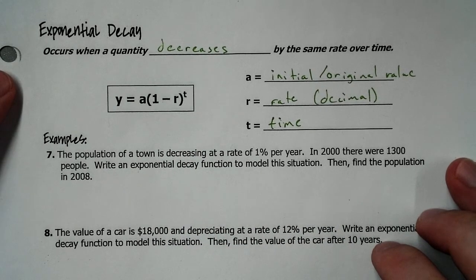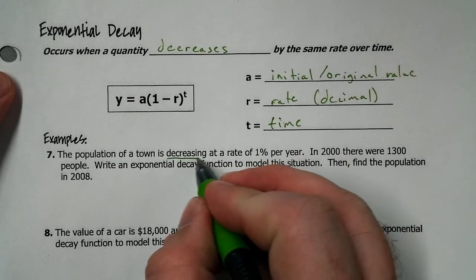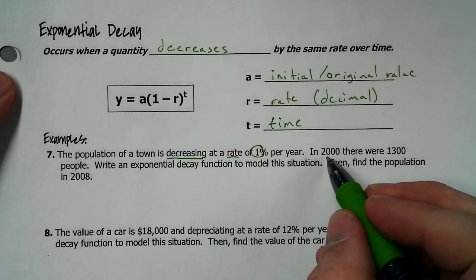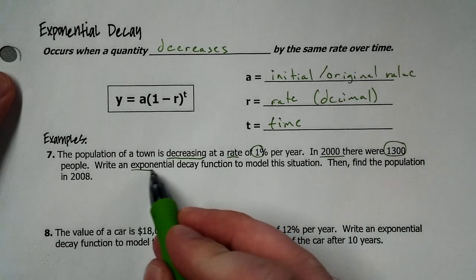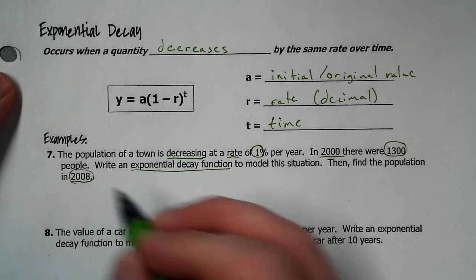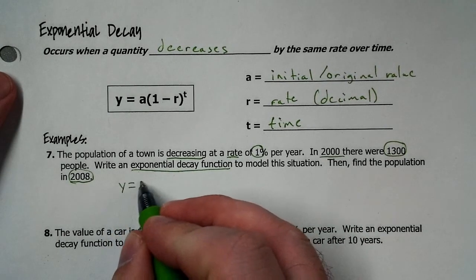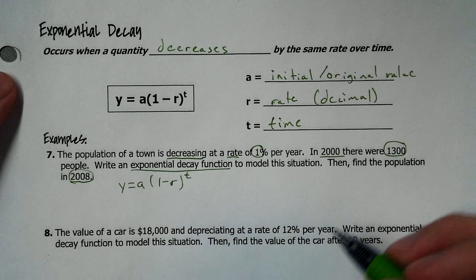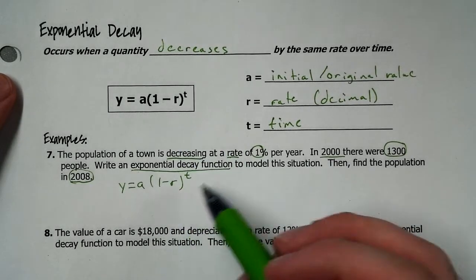Let's work the first example. It says the population of a town is decreasing at a rate of 1% per year. In 2000, there were 1,300 people. Write an exponential decay function to model the situation, then find the population in 2008. So first, we're going to take our equation and plug in what we know. Y equals A times 1 minus R raised to the T. So yesterday, we worked with it saying plus the rate. Today, we're going to subtract the rate.